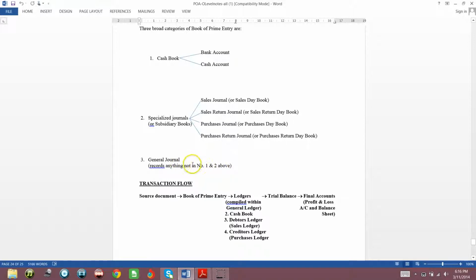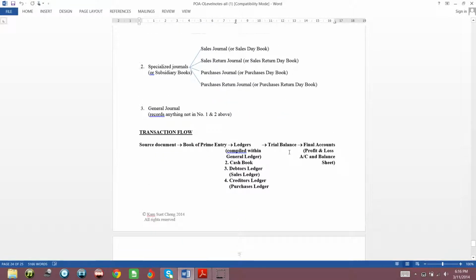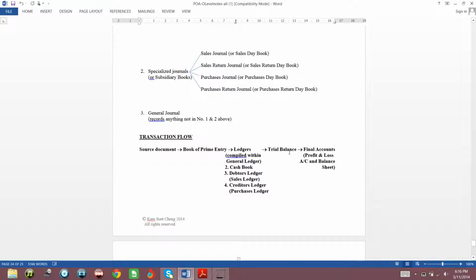Okay, general journal records anything not in this category and not in this category. Okay, so now when you are doing a small business, for example, first you will have a source document. Source documents are documents that you transact business with an external party, like invoices, receipts, check counterfoil, all this.